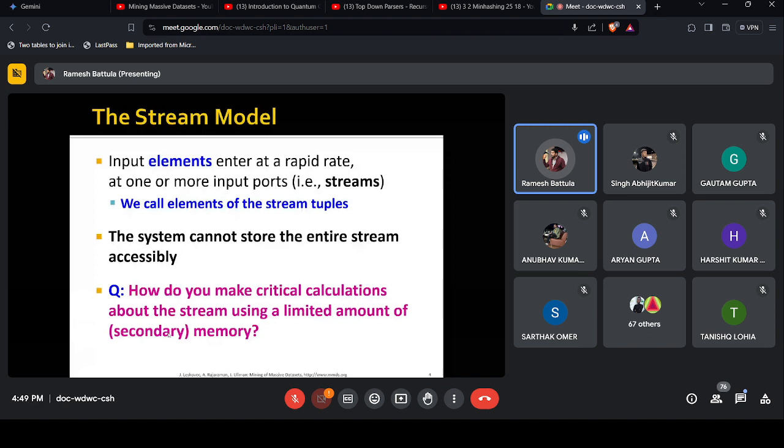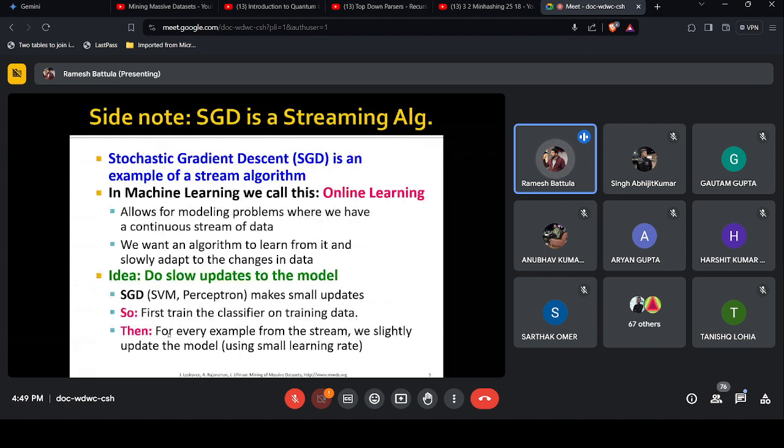So these elements are going to be received rapidly, and the elements of the stream tuples are not in your control. That's why we are supposed to understand how to learn from that particular streaming of data. One of the major mechanisms is called stochastic gradient descent, which is a stream algorithm.